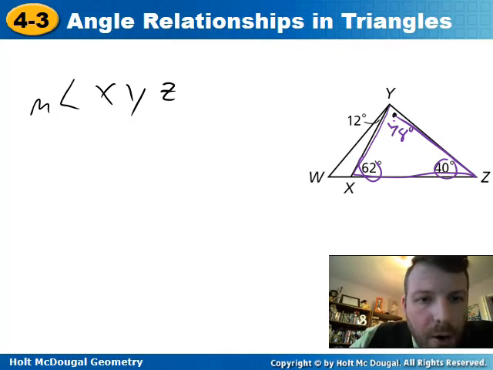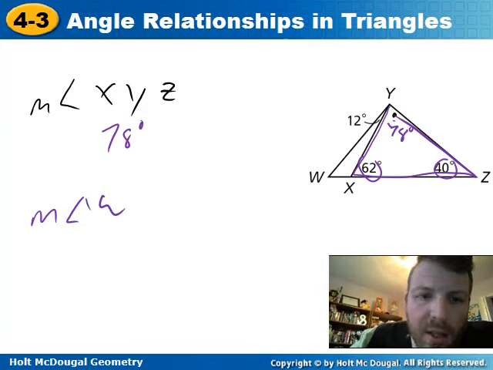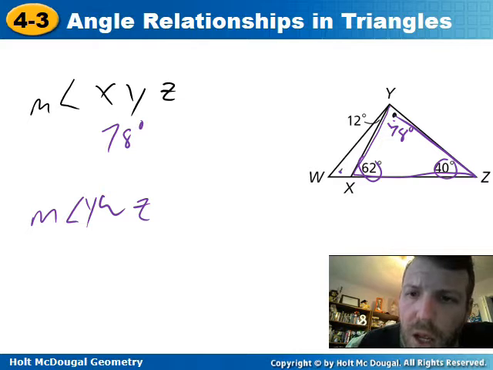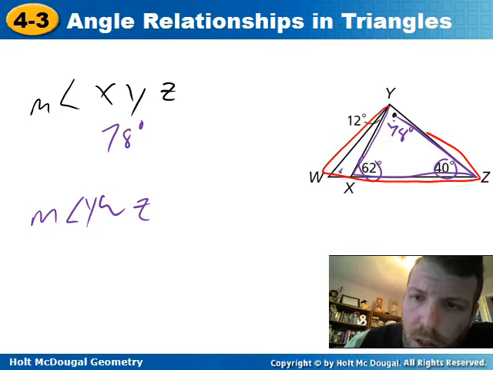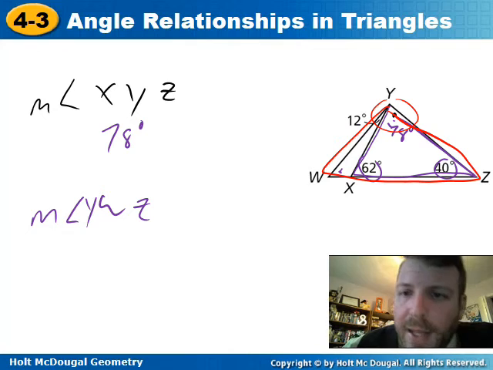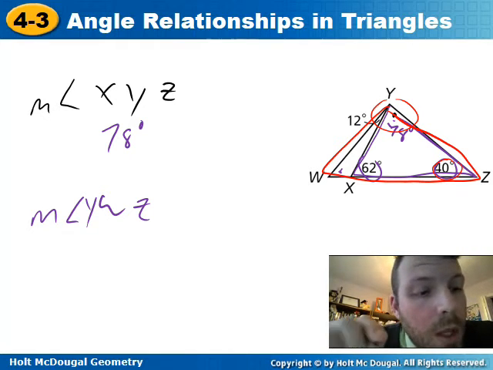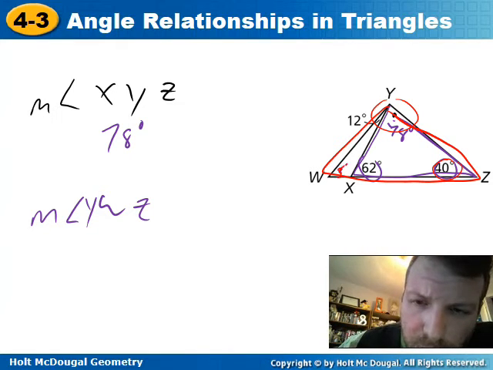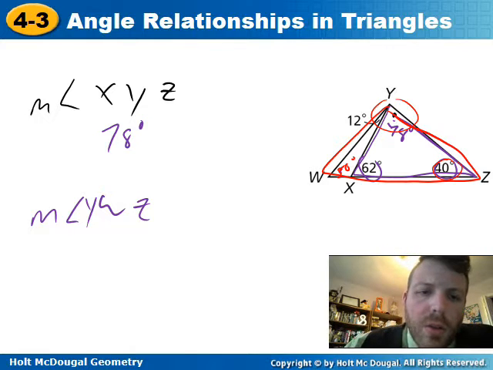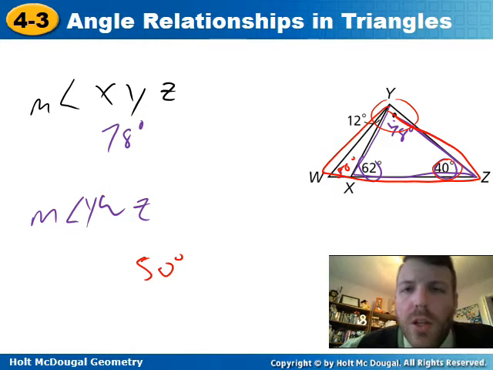If we take it a step further and we try to find the measurement of angle YWZ, this angle right here, I can take this whole angle now and understand I'm looking for the red. I can take this whole angle right here and add that together. So 78 plus 12 plus 40, and subtract that from 180, and I should get 50 degrees. So that makes that angle 50 degrees. So that's how the angle sum relationship comes into play.